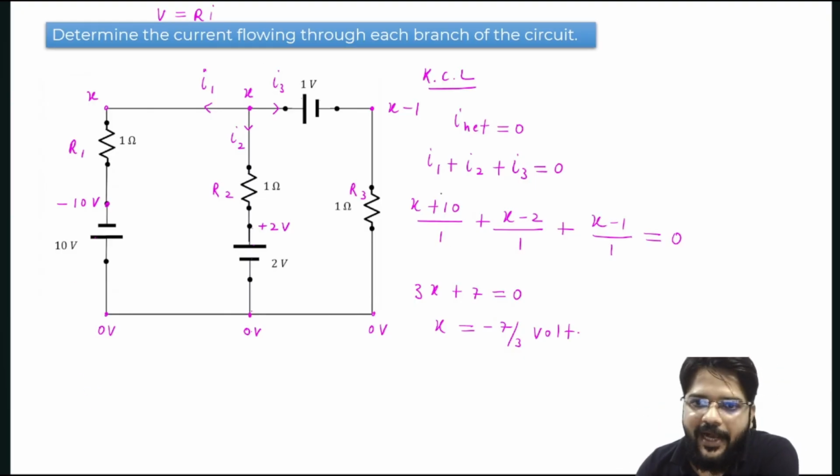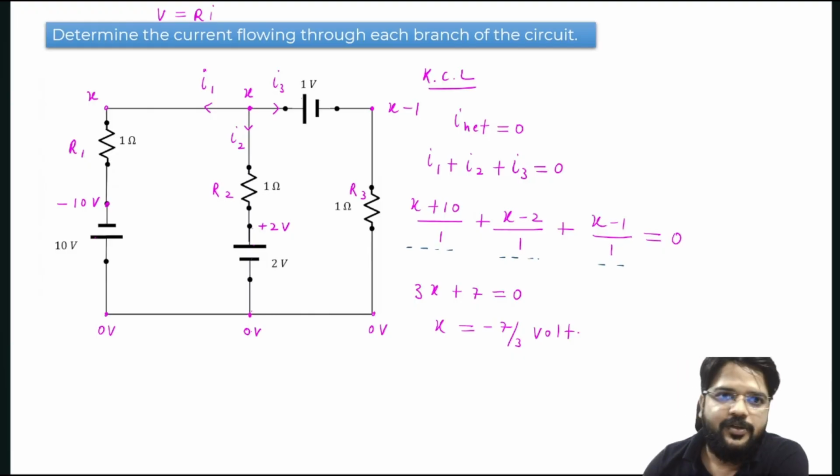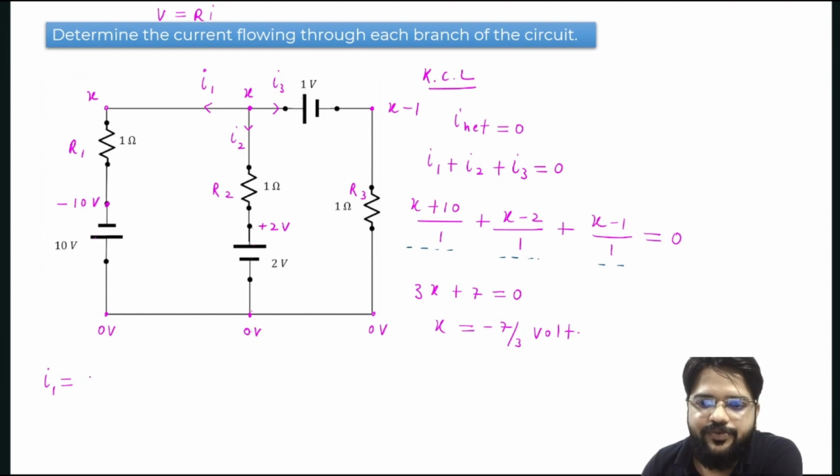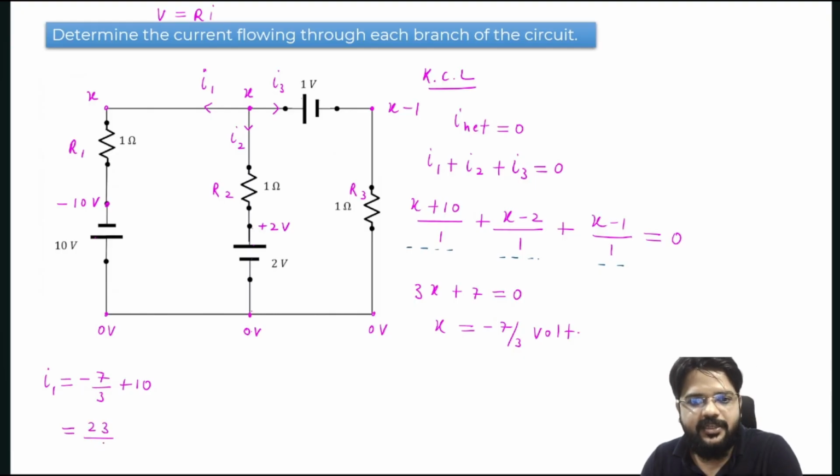Okay. Now we want I1, I2, I3. So what is I1? I1 is X plus 10, correct? This is I1, this is I2 and this is I3. So I1 can be written as X plus 10 by 1. X value is minus 7 by 3 plus 10. So how much will we get? Minus 7 by 3 plus 10. If you do it, then it is 23 by 3 ampere.